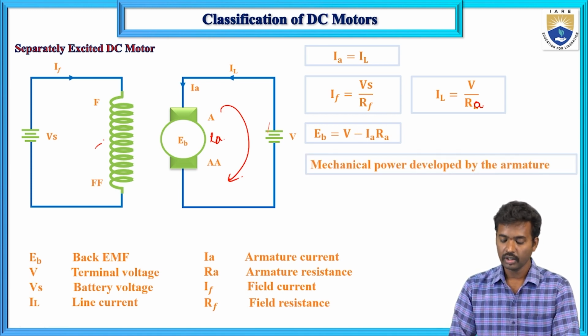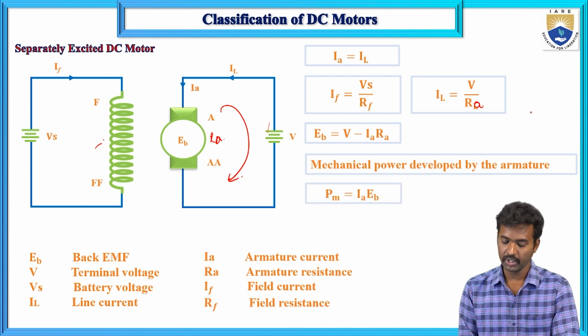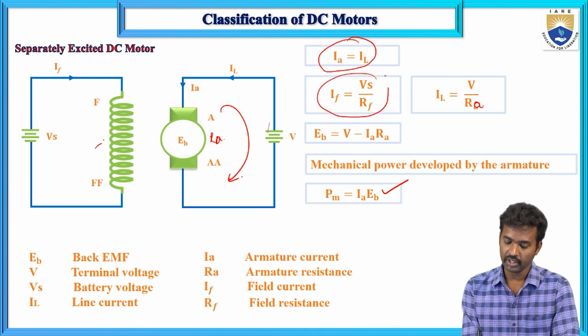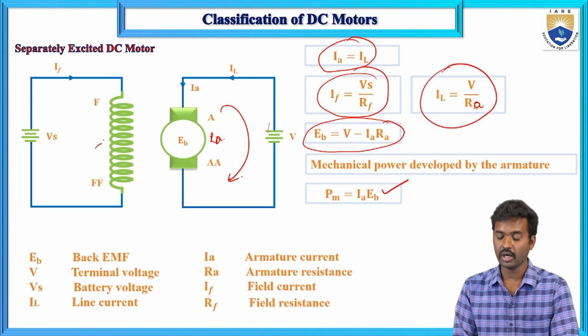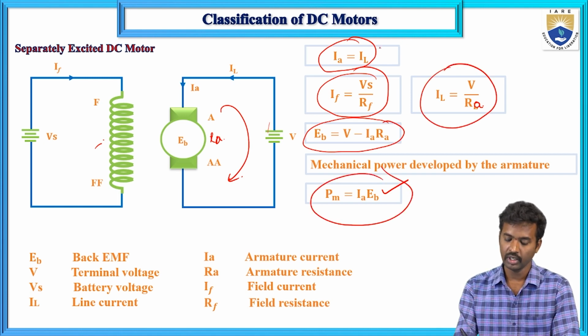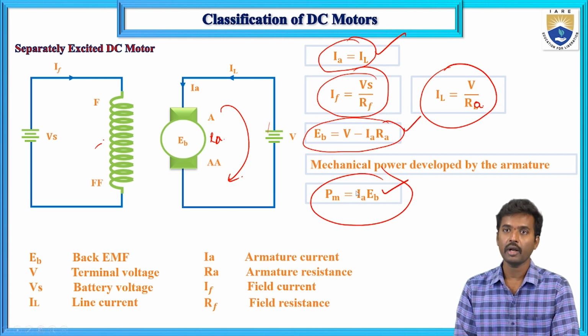Now, mechanical power developed by the armature means EB into IA. So that is PM equals EB into IA. These are the formulas which are used in the problems. The most important ones are the armature current, field current, back EMF and line current formulas. After getting IA and EB, you can calculate the power developed by the armature.